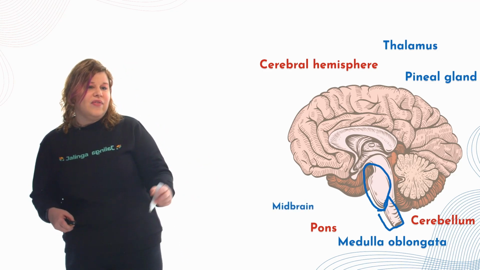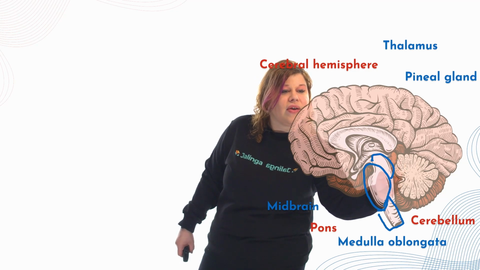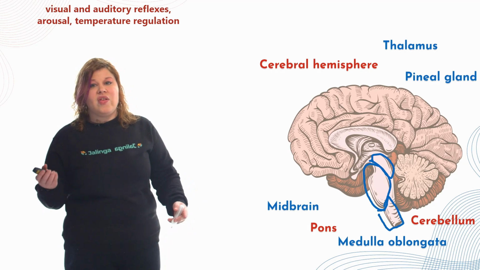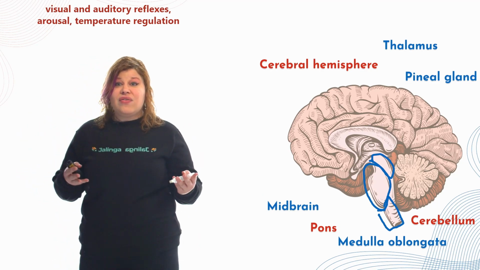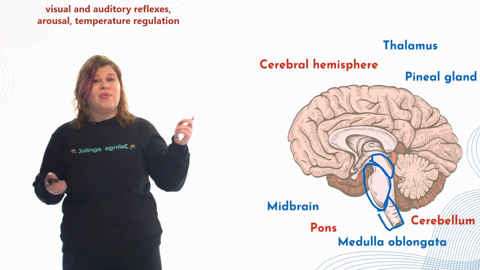And the part of the brainstem closest and most internal to the rest of the other parts of the brain is the midbrain. And that, among other things, is responsible for visual and auditory reflexes, arousal, meaning how alert or focused you are, and temperature regulation.